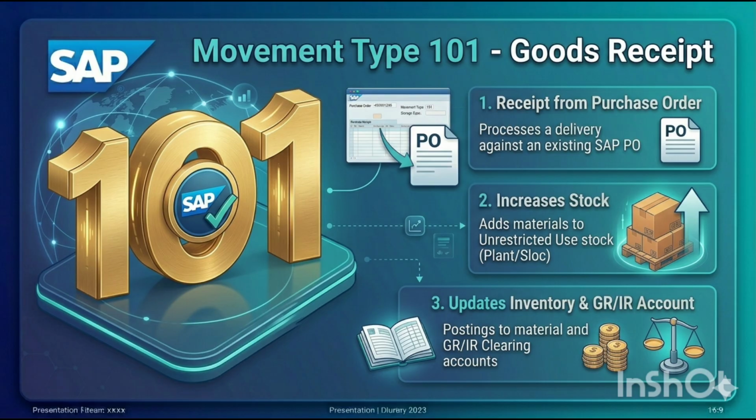In MIGO screen, the system automatically proposes 101 when you choose goods receipt and purchase order. Understanding movement types is fundamental in SAP MM because using the wrong movement type can lead to incorrect stock updates or accounting postings. In the upcoming slides, we will see how to use 101 in practical scenarios.